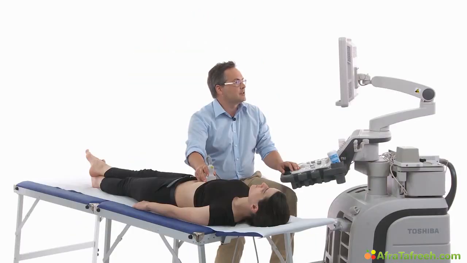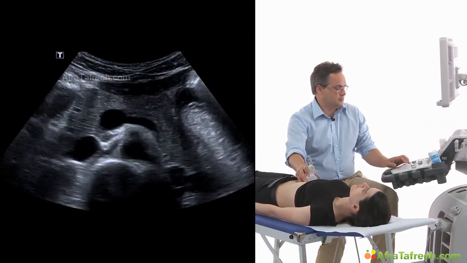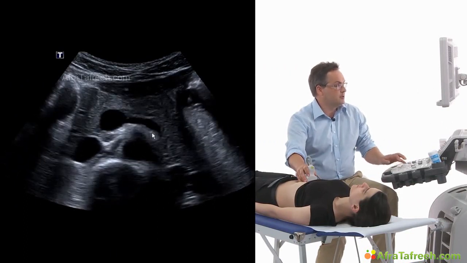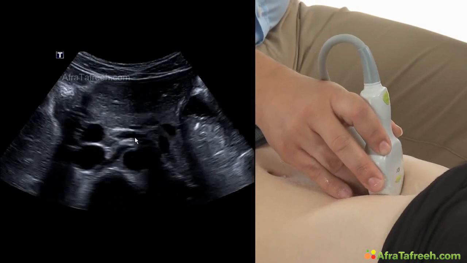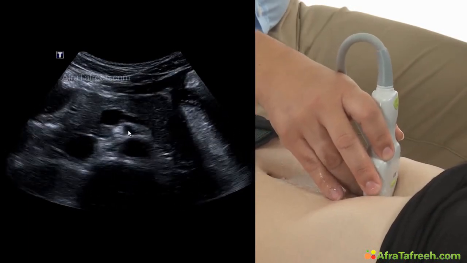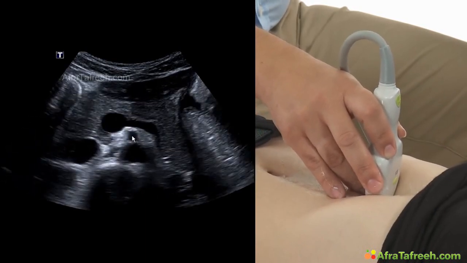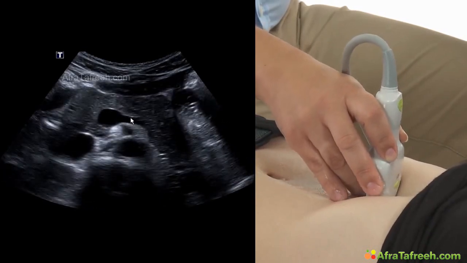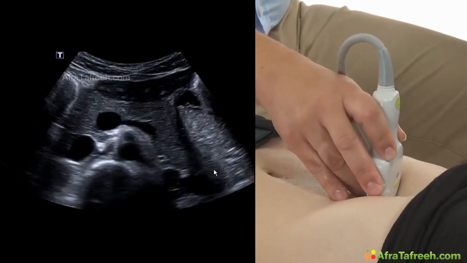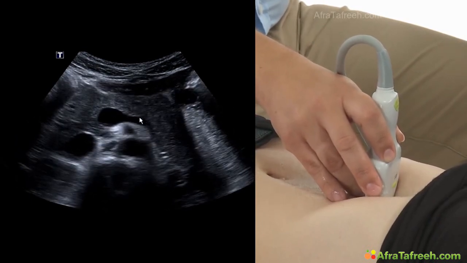So we go on with the transverse scan, and we go for the aorta over here. We can see the celiac trunk, caudally the superior mesenteric artery, and superior to this artery we find the splenic vein, which drains the blood from the spleen on the left side over here.